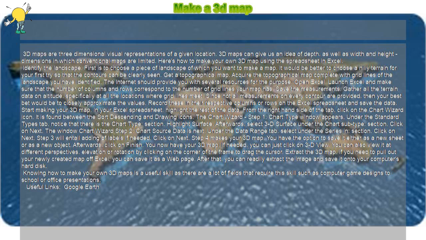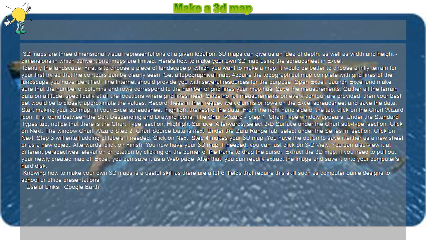Under the Standard Types tab, notice that there is the Chart Type section. Highlight Surface. Afterwards, select 3D Surface under the Chart Subtype section. Click on Next. The window Chart Wizard Step 2, Chart Source Data is next. Under the Data Range tab, select under the Series In section.